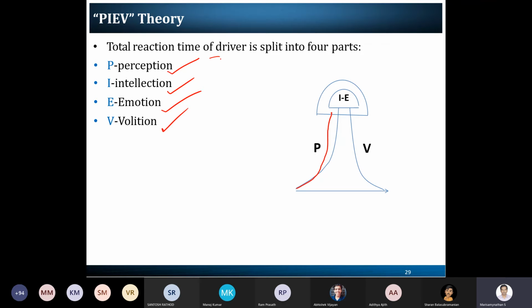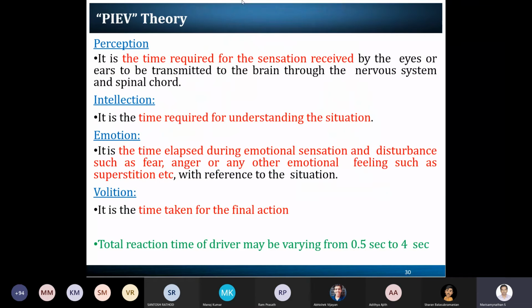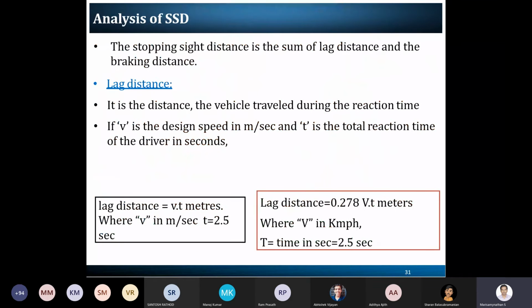So these four parts together we explain as the PIEV theory: perception, intellection, emotion and volition, and all together, how much time it takes is considered the total reaction time. This is one of the main design parameters which we need to consider while estimating the SSD value, the safe stopping sight distance. So this is what concerns sight distance.